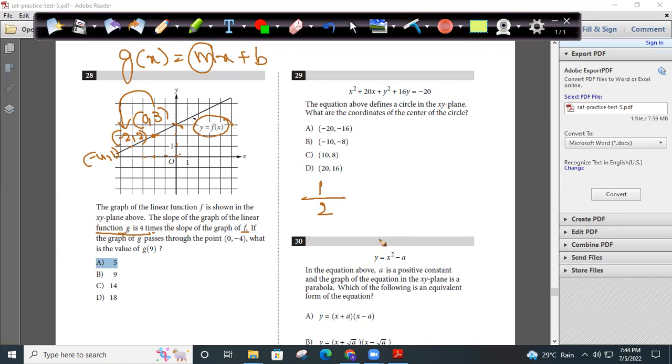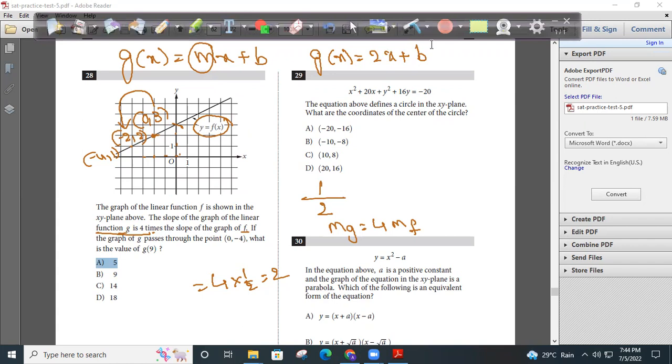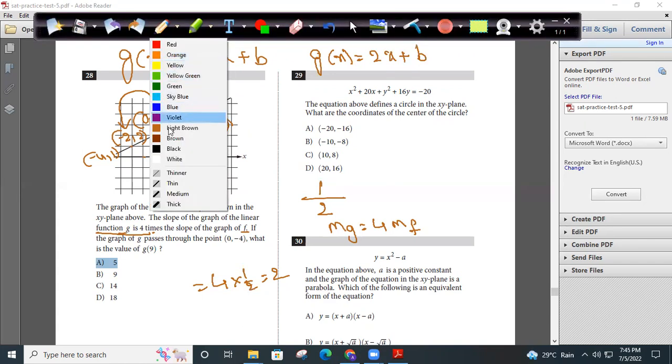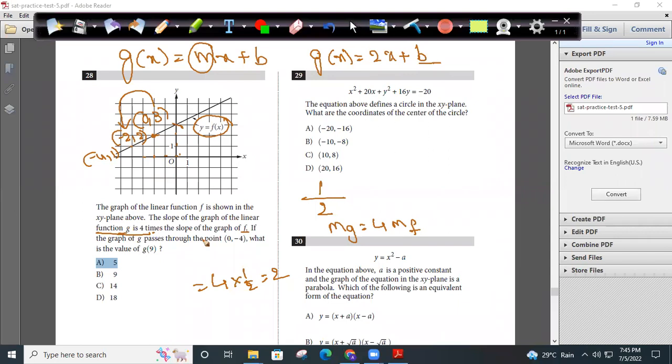But I need to find slope of g. Slope of g is 4 times the slope of f. So 4 times 1 by 2, that is 2. I got my m. I'm happy. So g of x is, see, the concept always remains the same, 2x plus b. What is unknown here? Unknown here is b. I need to find b. To find b, let me plug in this point, which is 0, minus 4. So minus 4 is equal to 0 plus b, or b is minus 4. So my equation is g of x is equal to 2x minus 4.